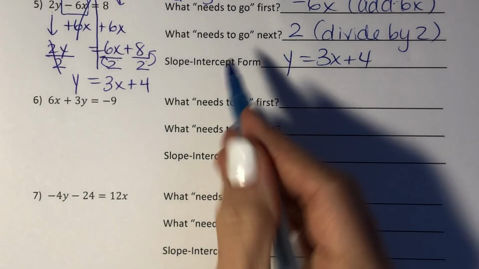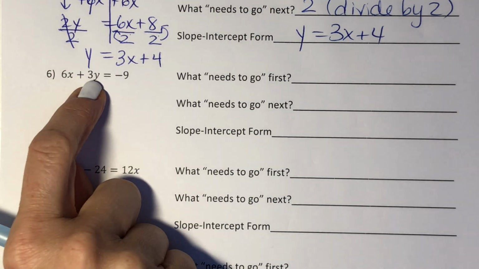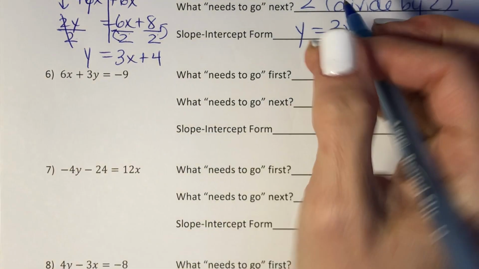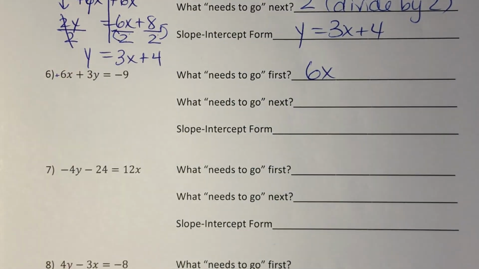So let's take a look at this one. What needs to go first? What is in the way? Y is in the second spot this time. No big deal. Who cares? I need this 6x to go. So I need to get rid of that 6x, and it's a positive 6x.